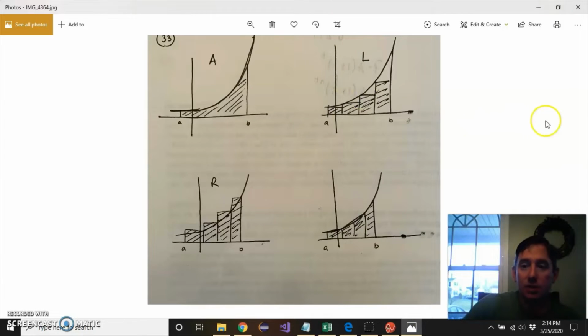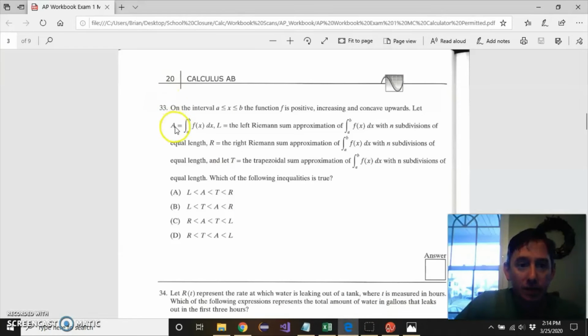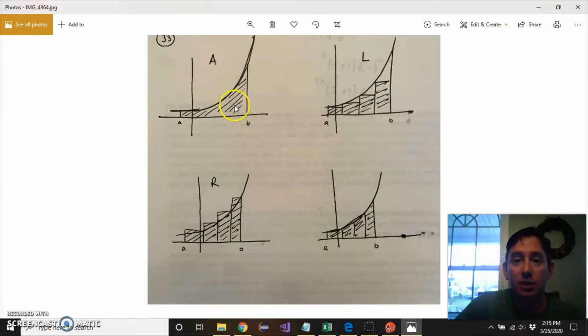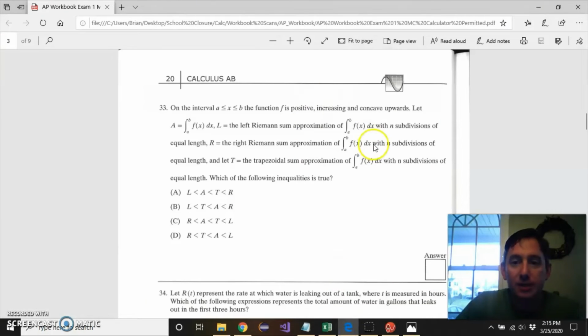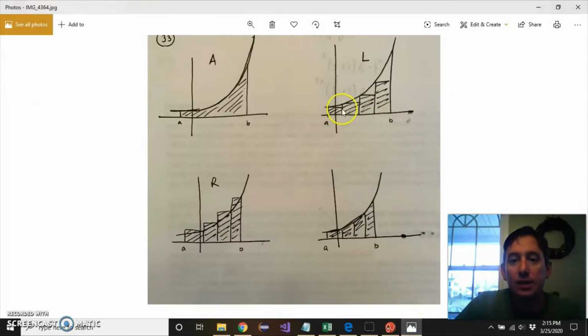So I sketched an example of an increasing and concave up function. And this first picture here would represent the actual area. So that would be A. The actual integral from a to b of f would be the actual area under the curve. A left Riemann sum, I know it just says it's broken up into n subintervals, it doesn't really matter. You realize that no matter how many rectangles I break this up into, it's going to be a low ball figure because it's going to miss a whole bunch of these little areas. So a left Riemann sum is definitely low.